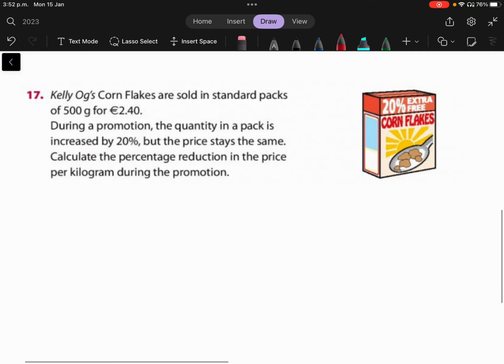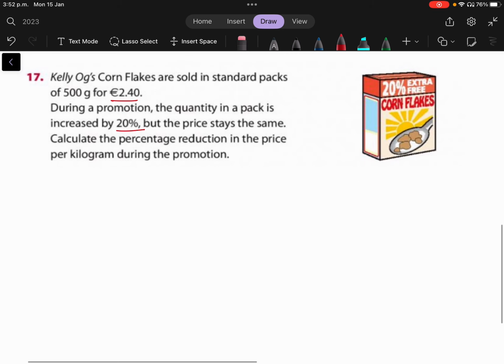Okay. Now moving on to the second question. Just read the question. Kellogg's cornflakes are sold in standard packet of 500 gram for 240. During a promotion, the quantity in a pack is increased by 20%, but the price remains the same. Calculate the percentage reduction in the price per kilogram.